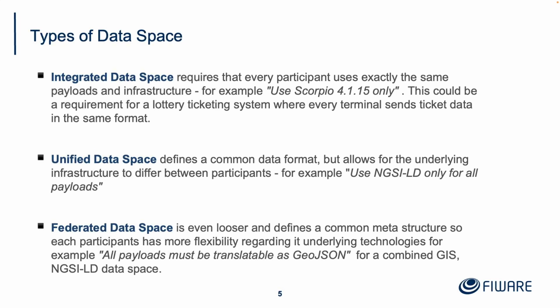Now, even more loose than this is a federated data space, where you could say, well, actually, I don't really need NGSI-LD or specifically Scorpio 4.1 or whatever, but I need a mechanism such that all payloads can be translated into GeoJSON. So, for example, I could have a data space which consisted of some random geographic GIS systems, and NGSI-LD data is being pushed into this data space and what have you. Well, all the payloads must be GeoJSON, but we're no longer saying it must be transferable in such a system. So it's saying that there's a common meta structure.